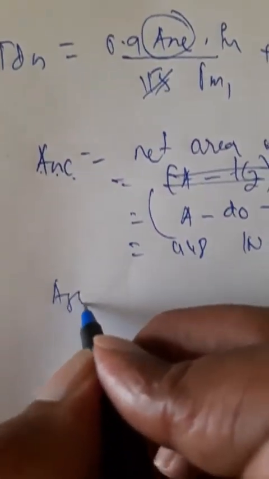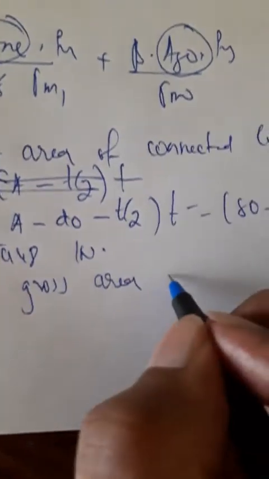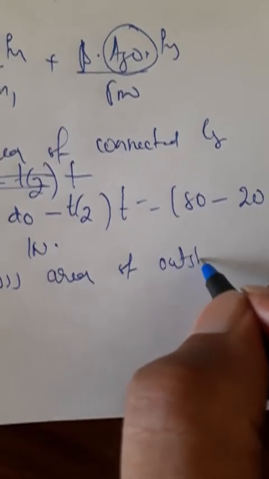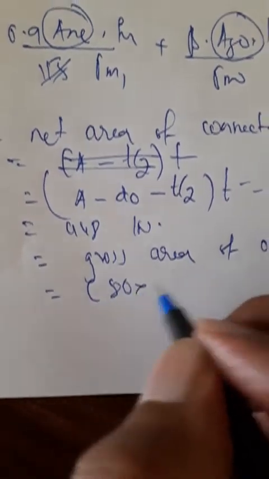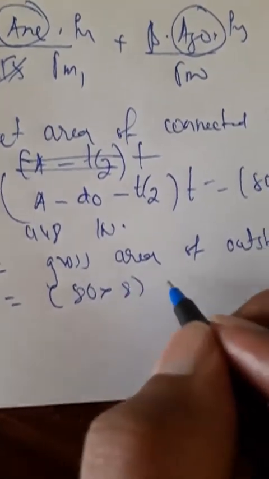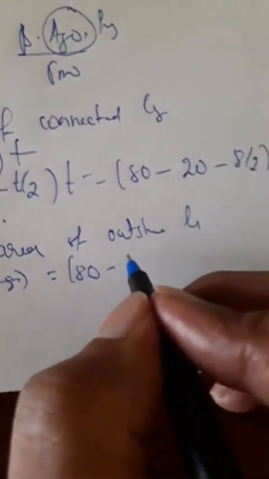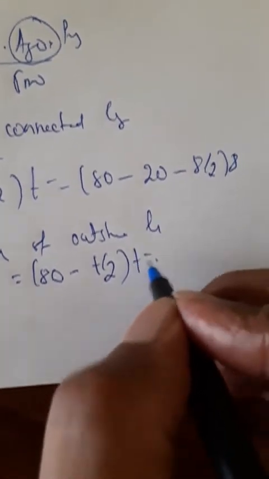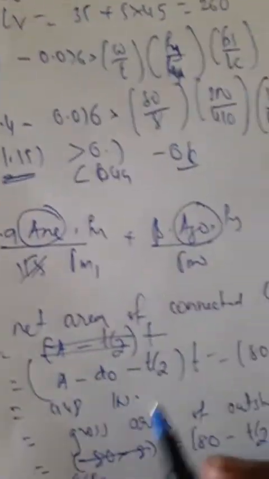Next, AGO is required. So AGO is gross area of outstanding leg. Outstanding leg is B, that is 80 into thickness T, 8. Sorry, it is (80 minus T by 2) into T. So 80 minus 8 by 2 into 8. So you have the answer 568 mm square. Now substitute all the values in this equation and get the final answer.